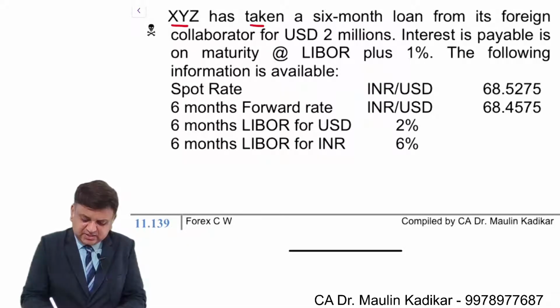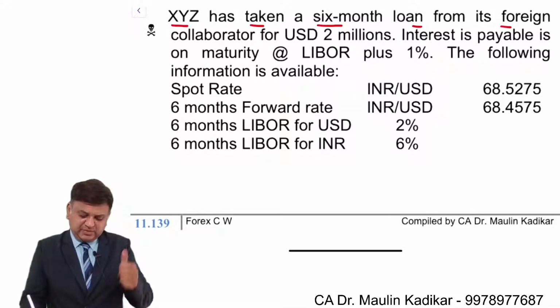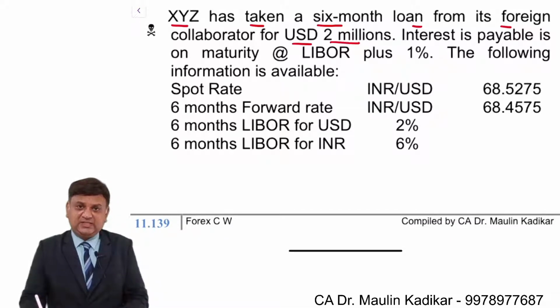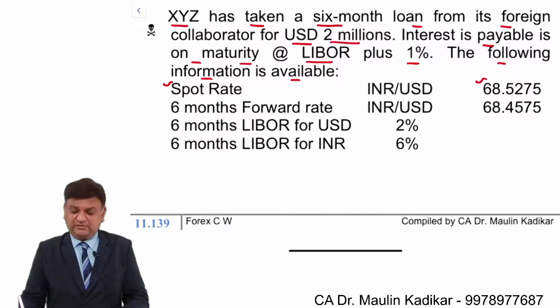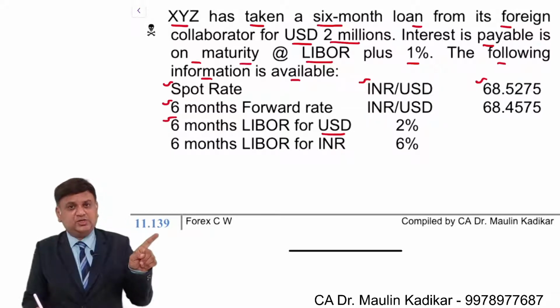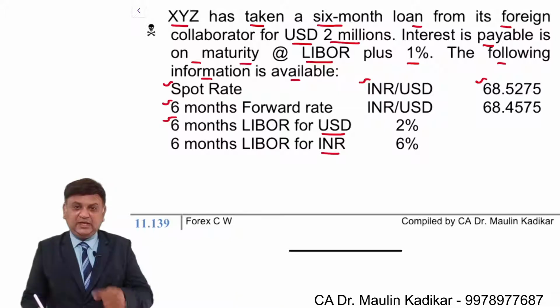XYZ has taken a 6 months loan from its foreign collaborators of US dollar 20 lakhs. Interest is payable on maturity at LIBOR plus 1%. The following information is available. Spot exchange rate is given, 68.5275 rupees per dollar. 6 months forward exchange rate is given. 6 months LIBOR for United States dollar is given and for Indian rupee is given.